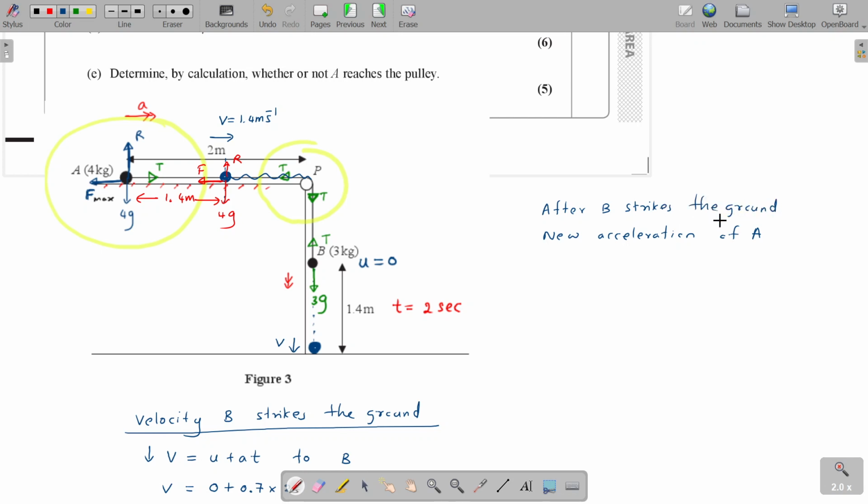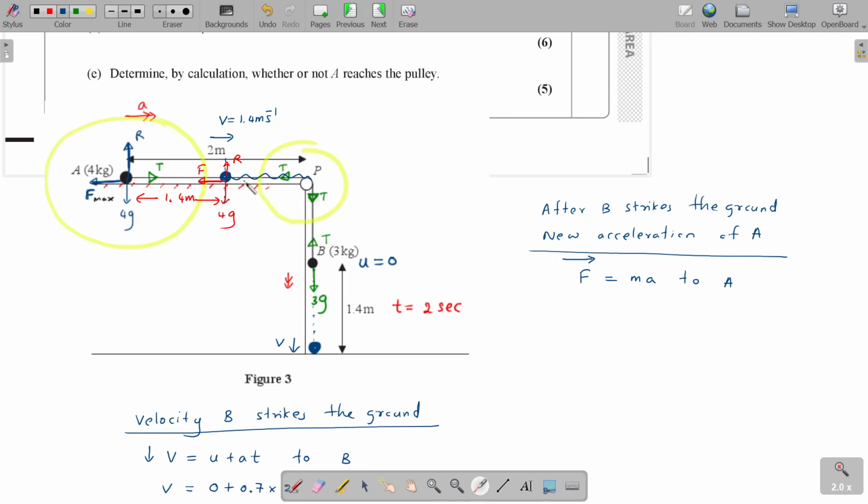You have to get the new acceleration of A. So how do we do that? What equation do we use? We must use F equals ma on particle A. The particle A is moving forward, so apply F equals ma forward.